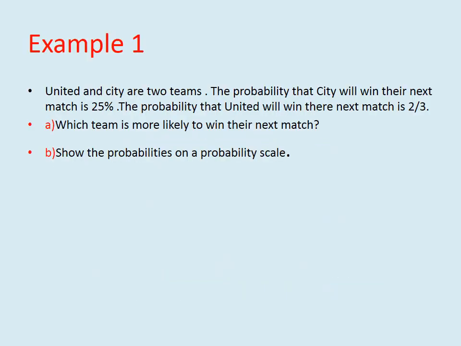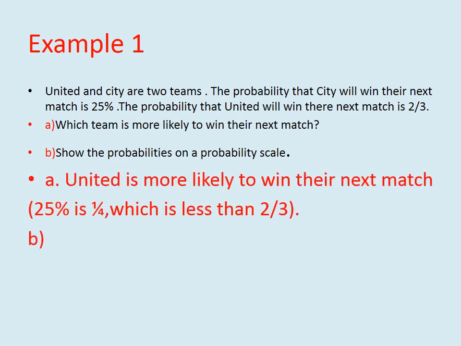Now we have example number 1. United and City are two teams. The probability that City will win their next match is 25%. The probability that United will win their next match is 2/3. Number A, which team is more likely to win their next match? B, show the probabilities on a probability scale. First, we will solve A. Which team is more likely to win their next match?